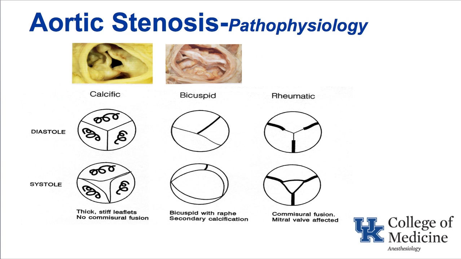If we look at a visual picture of what aortic stenosis looks like depending upon the cause, at the far left is calcific aortic stenosis. This would be the classic 80-year-old with aortic stenosis who you pick up a systolic murmur. And you can see during systole and diastole here, the aortic valve doesn't open very far.